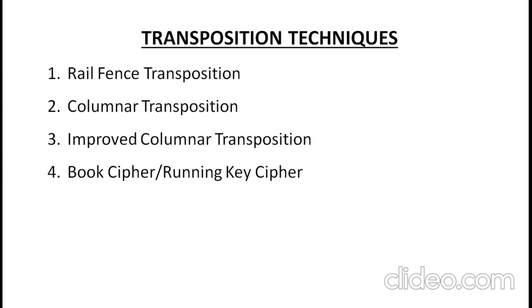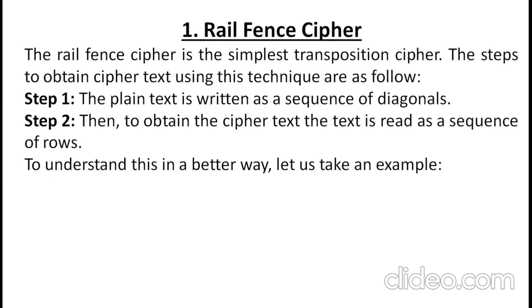Here in the transposition techniques, we have four types. Number one is rail fence transposition, then columnar transposition, and improved columnar transposition. I have divided it into two parts, columnar transposition and improved columnar transposition. The fourth is the book cipher or running key cipher. Now let us understand one by one.